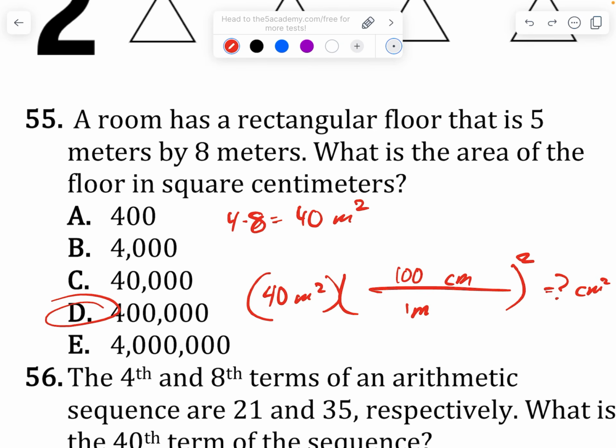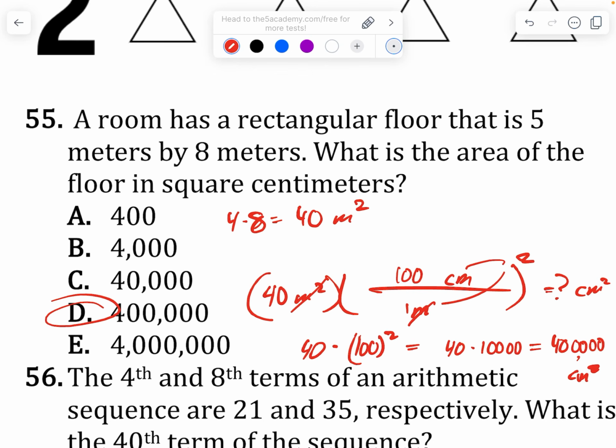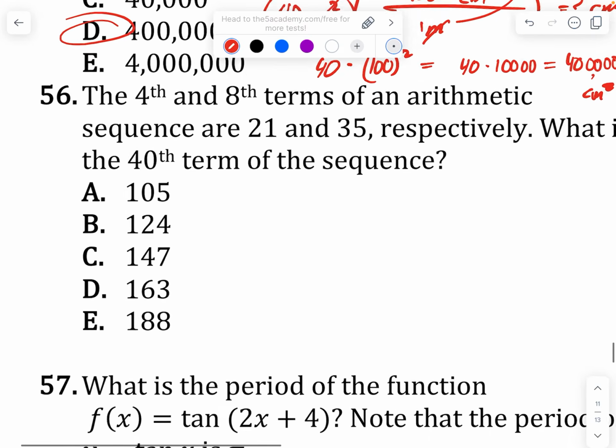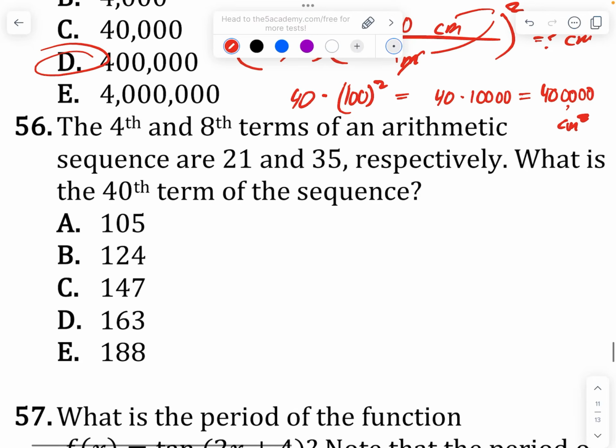In this case, the units will cancel because it's centimeters squared. This is going to be meters squared. It'll cancel with meters squared. It's 40 times 100 squared, which is equal to 40 times 10,000. What's 100 squared again? It's 10,000. Yes, this gives me the correct answer, 400,000 centimeters squared. Okay, you can do it that way too. I think it's honestly more confusing. So 2 methods, pick what you like.